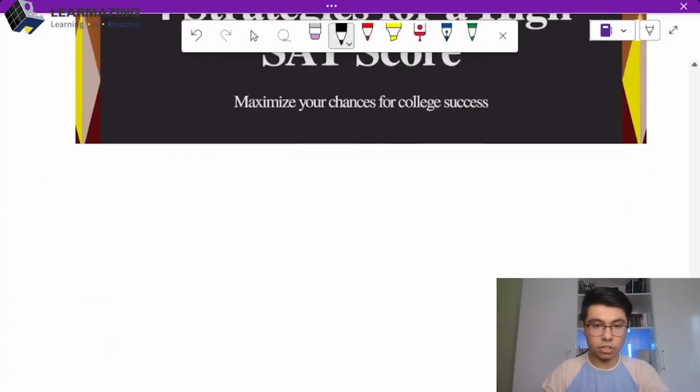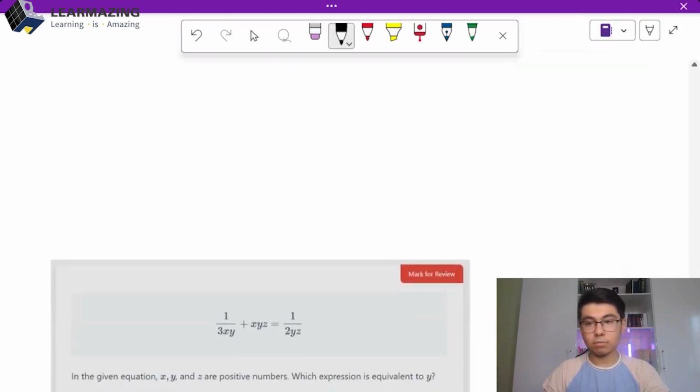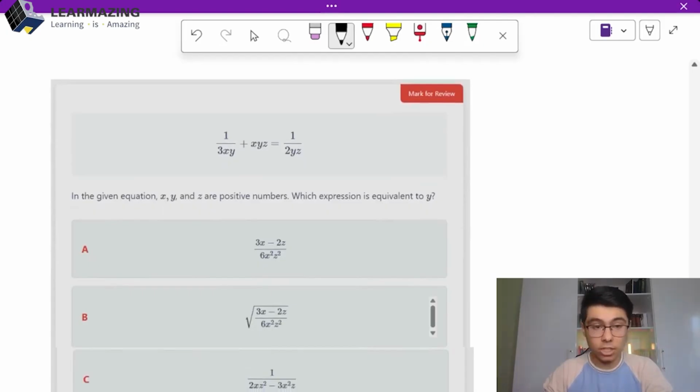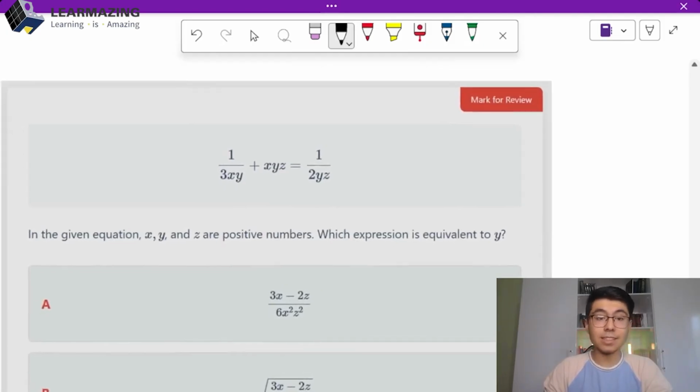So the first strategy is eliminating fractions early on in these types of questions. And to show you how to use this strategy, let's solve this exact question. So the first thing that you want to do is eliminate fractions early on, as I said before. So to do that, we should find the least common denominator.